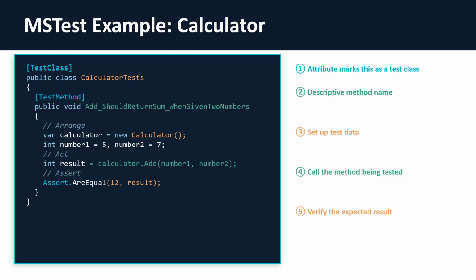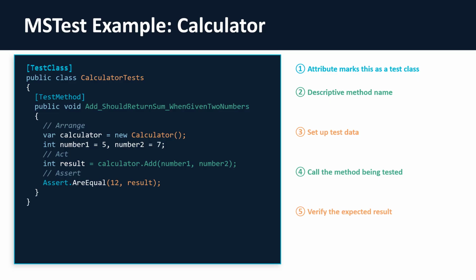The second annotation thing I want to point out here is the method name. This is public void Add_ShouldReturnSum_WhenGiven2Numbers. So when we read it out loud, it reads like a sentence, right? The add method should return the sum when given 2 numbers. This is very clear, and if the test fails at like 3 a.m., anyone on the team knows exactly what broke without having to open any files. We always want these very descriptive type names when we're building our unit tests.